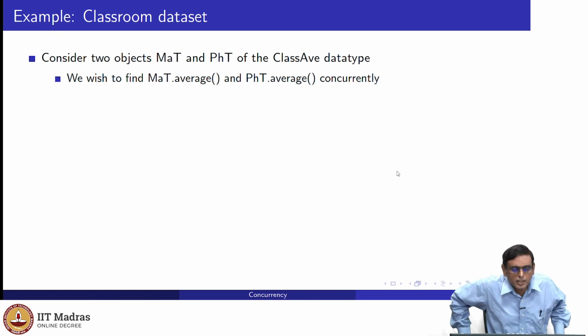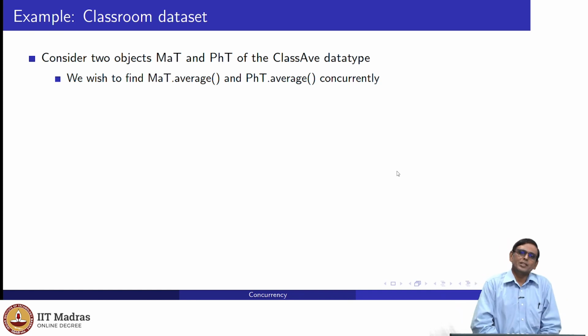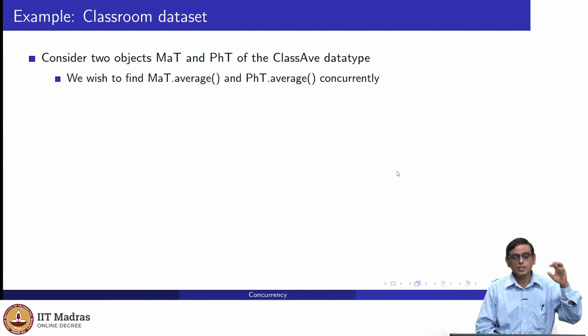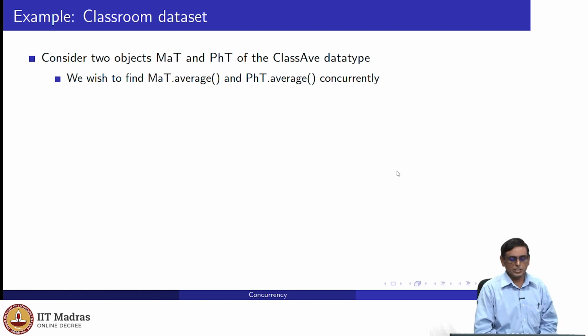Let us look at it with an example. It's always easier to understand with an example. So let's go back to our classroom data set. We saw that class average is a data type that we defined, which found the average of different things. So class teacher, for example, would find the total average, math teacher would find the math average, physics teacher would find the physics average, and so on.